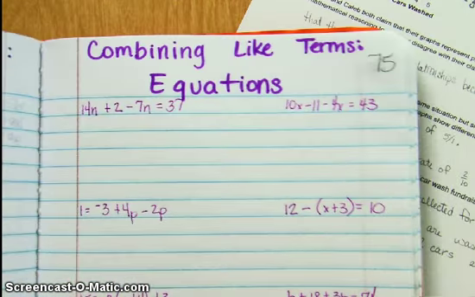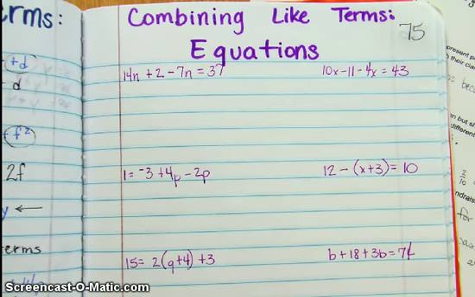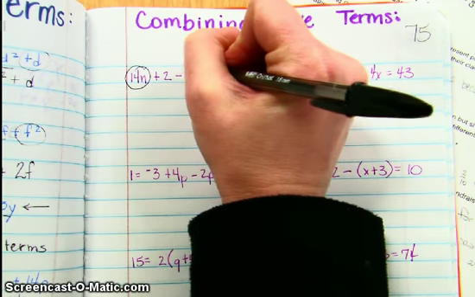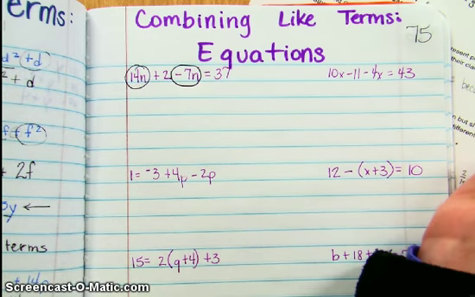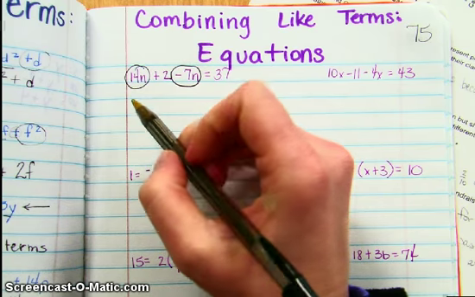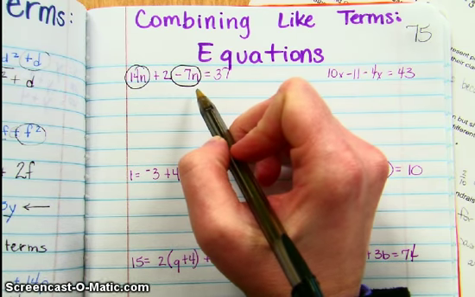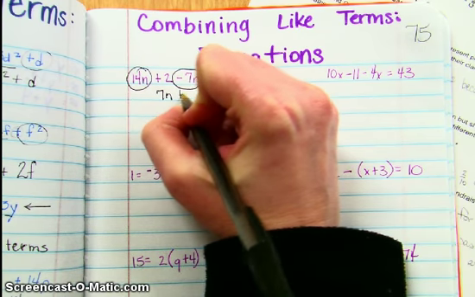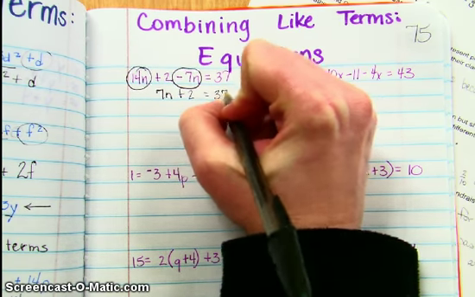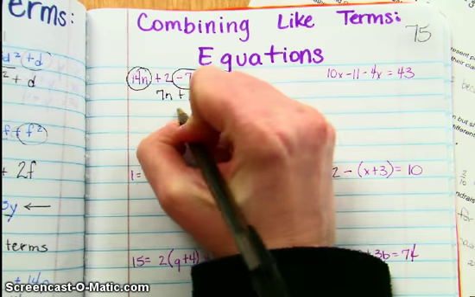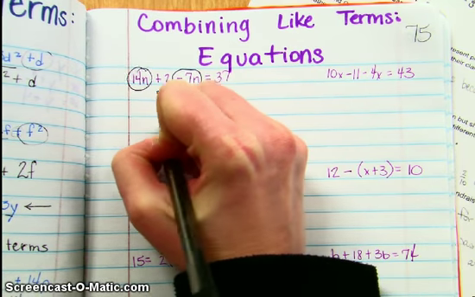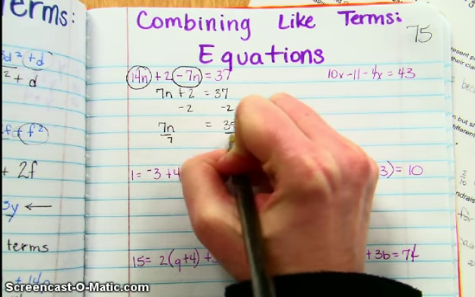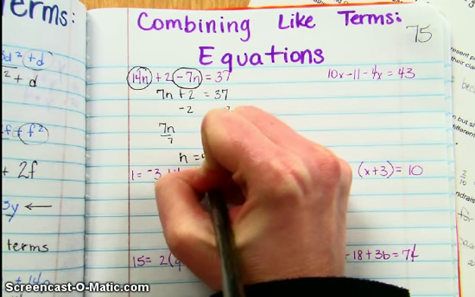We will also have the situation where we will have to combine like terms in equations before we can solve it. So here we have 14n, and in front of that 7n is a subtract, a minus. So I combine these like terms. 14n minus 7n is 7n. The plus 2 is still there. Now I have a two-step equation. Subtract 2 from both sides. I'm going to have 7n is equal to 35. Divide by 7. Divide by 7. N is equal to 5.